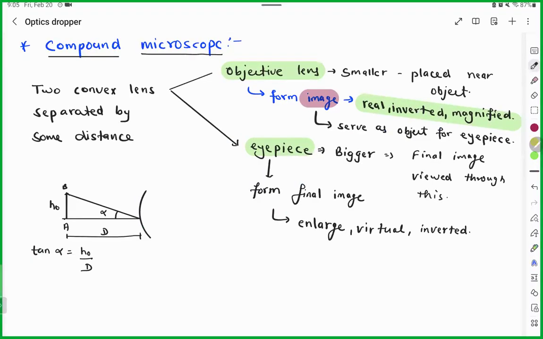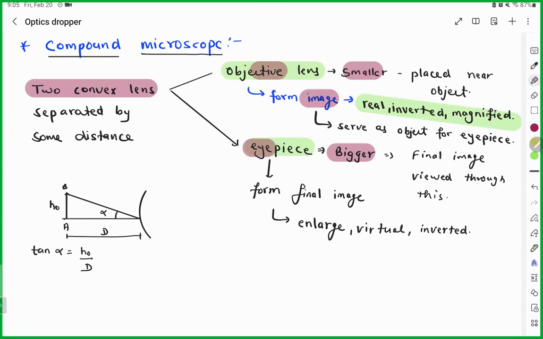I will quickly revise. A compound microscope has two lenses, two convex lenses. One is the objective, the second is the eyepiece. The objective is smaller and the eyepiece is bigger. The eyepiece forms the final image.